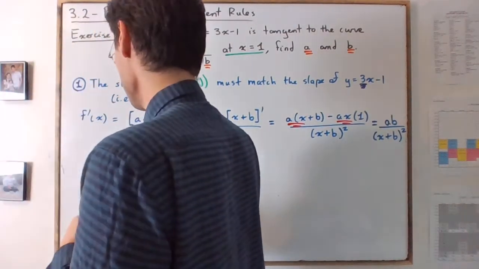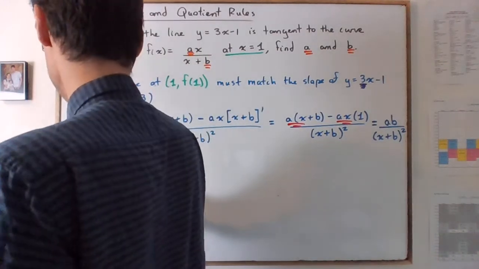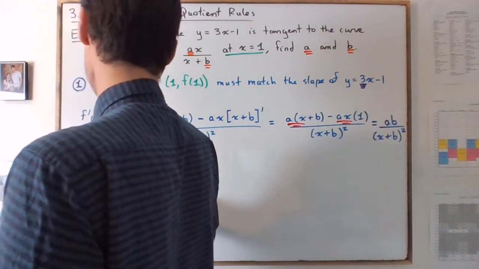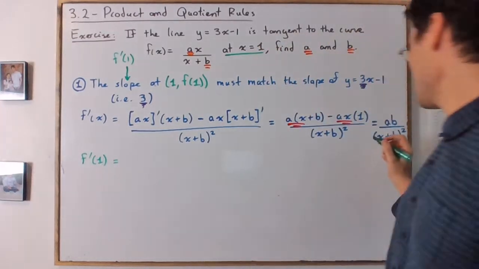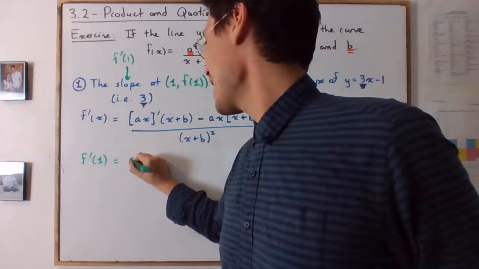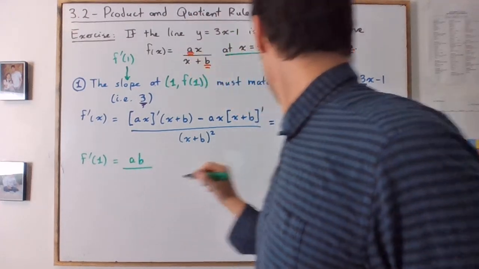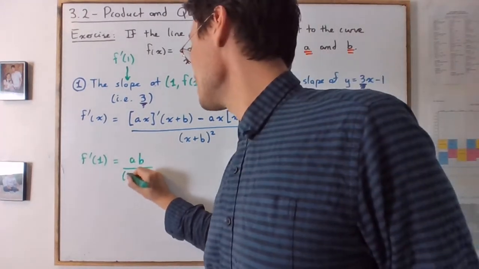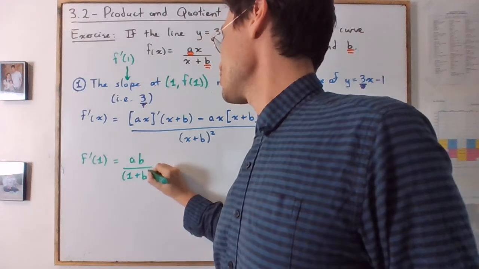So now what you're going to do is replace. f prime of 1 is just going to be this formula for which you plug in 1. So a times b divided by 1 plus b squared.